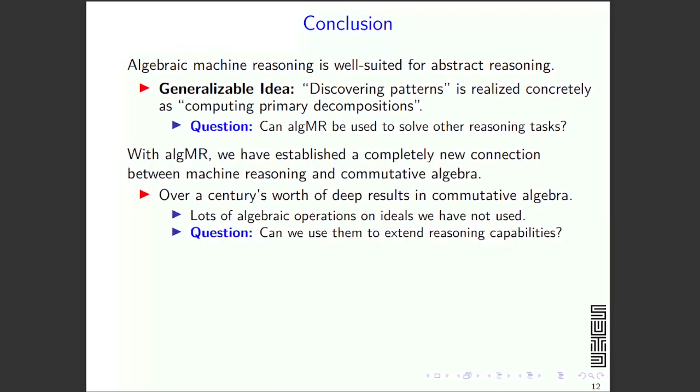This notion of primary decompositions comes from commutative algebra. Effectively, we have established a completely new connection between machine reasoning and commutative algebra. There are many deep algebraic results and lots of algebraic operations on ideals we have not yet tapped into. Can we use them to extend reasoning capabilities?